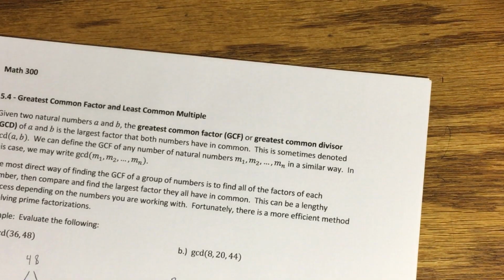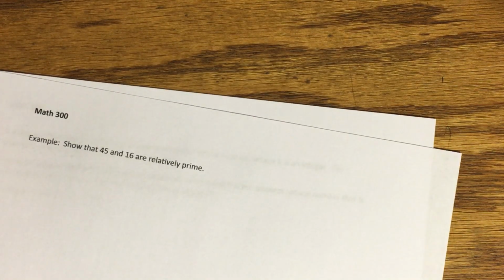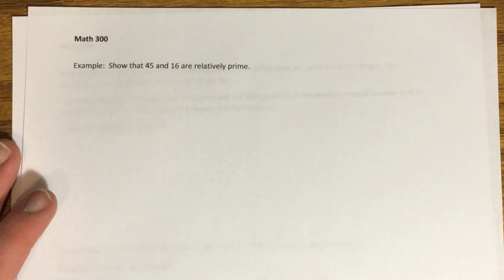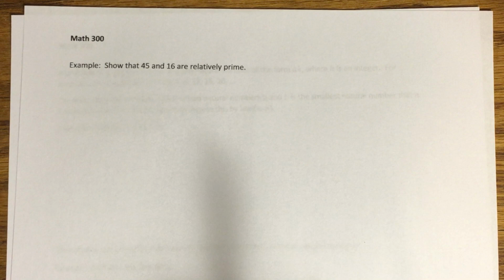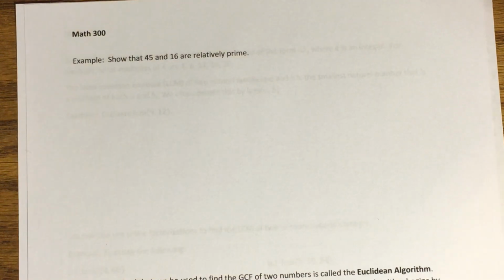So, move on to an example. I'd like to show that 45 and 16 are relatively prime. Neither of these numbers are prime numbers. 45 is equal to 9 times 5. 16 is equal to 8 times 2. They're both composite. But as a pair of numbers, they are relatively prime. And we want to show that by finding their GCD.